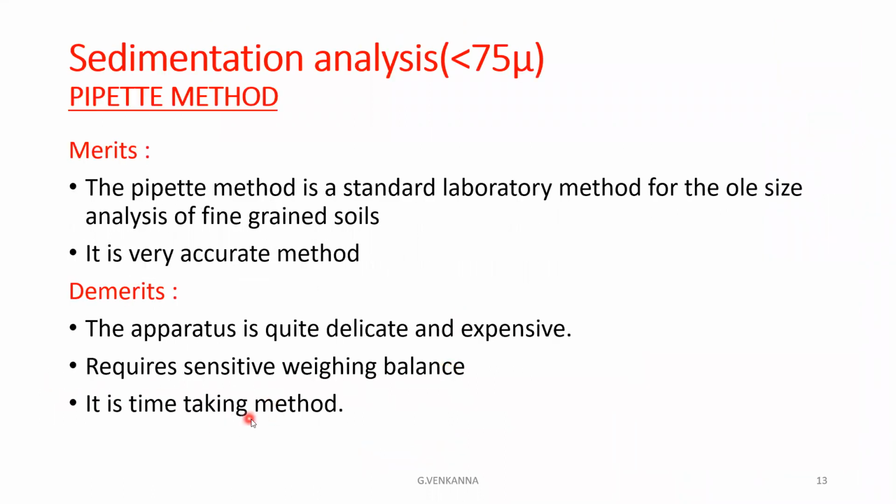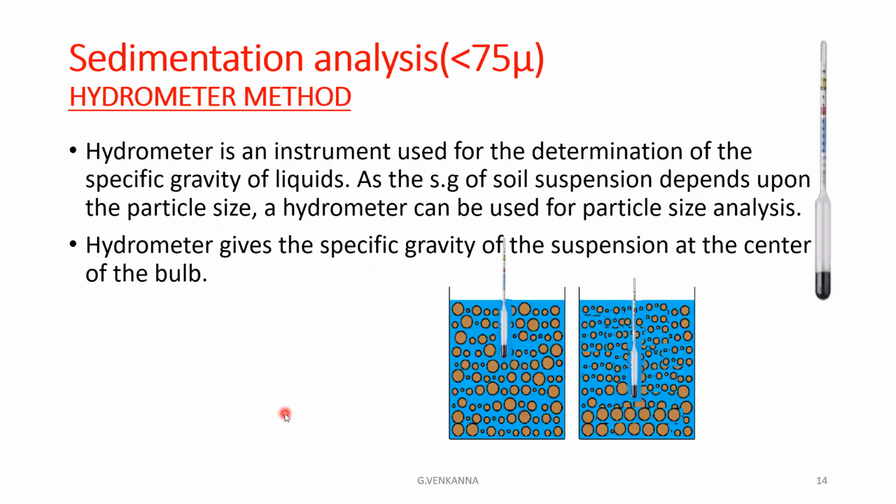In order to avoid this long time, the shorter method is the hydrometer method. The hydrometer is an instrument used for the determination of the specific gravity of liquids. The specific gravity of the soil suspension depends upon the particle size, so the hydrometer can also be used for particle size analysis.